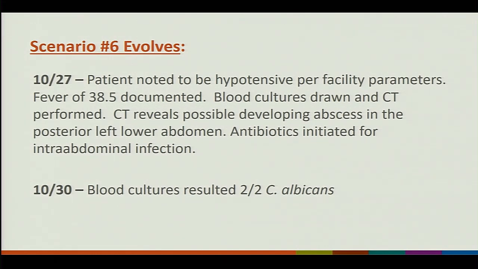So the scenario evolves. On 10/27, the patient's noted to be hypotensive per facility parameters. Patient also has a fever noted of 38.5. Blood cultures are drawn, and a CT is performed. The CT reveals possible developing abscess in the posterior left lower abdomen. Antibiotics are initiated for an intra-abdominal infection. On 10/30, blood cultures resulted 2 out of 2 Candida albicans.